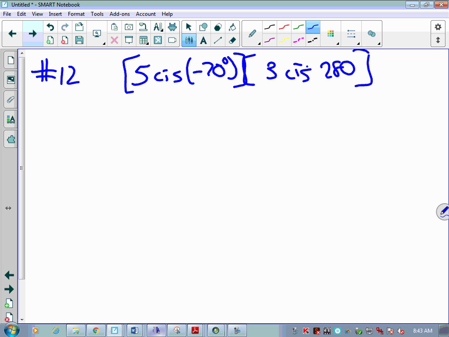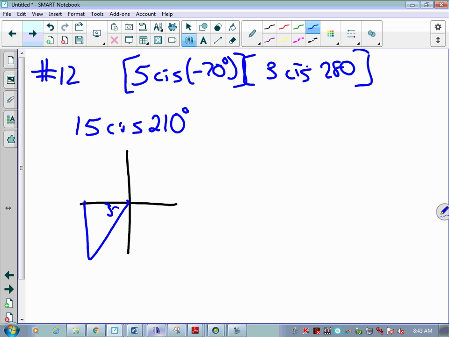All right, what do we do with the hypotenuses? Multiply them. So I've got 15. What do I do with the degrees? Add them. What's 280 minus 70? 210. Okay. From there, I should be able to graph that. 210 degrees is going to be 30 degrees past 180. Is that correct when you see that? All right, my hypotenuse is 15.